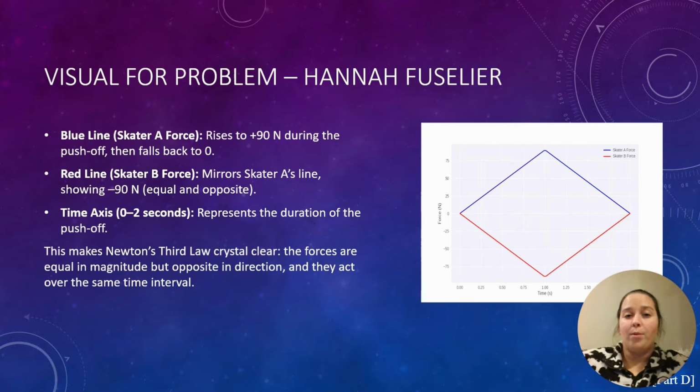Here's a visual for the problem. The blue line at the top is skater A. It rises to 90 during the push-off, then falls back to 0. The red line is skater B, which mirrors skater A's line, showing negative 90, showing that it is equal and opposite. The time axis is 0 to 2 seconds, representing the duration of the push-off. This makes Newton's third law crystal clear. The forces are equal in magnitude but opposite in direction, and they act over the same time interval.